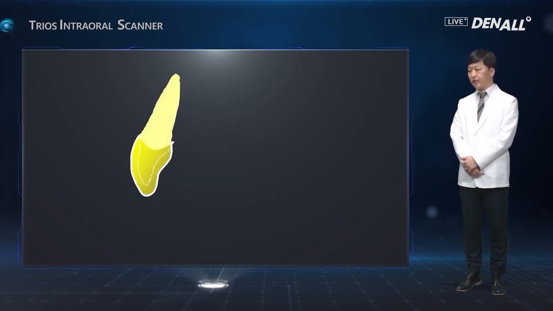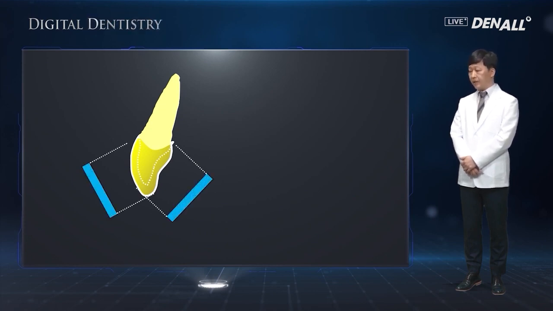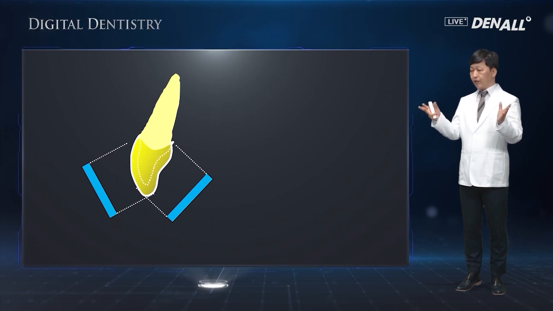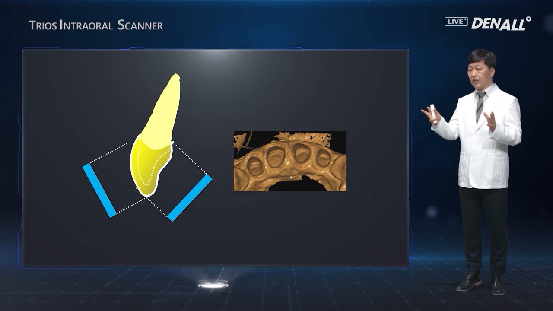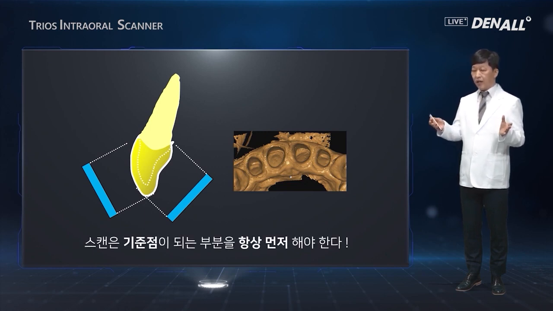But in the anterior region, if you scan lingual followed by buccal side, the scanned images of those two do not have the overlapping area. Therefore, two different images are acquired, and they cannot be used for designing because it is not accurate. Then how do we need to do the scanning?